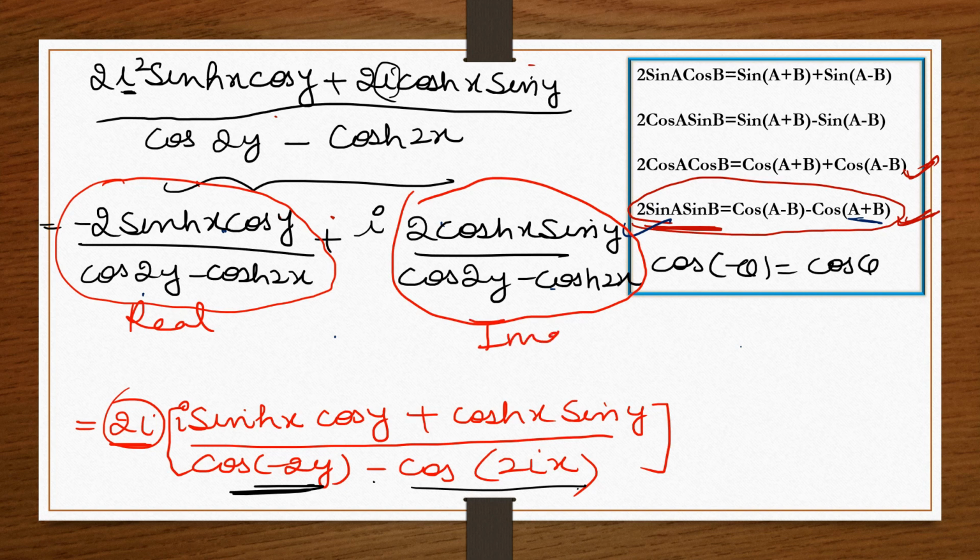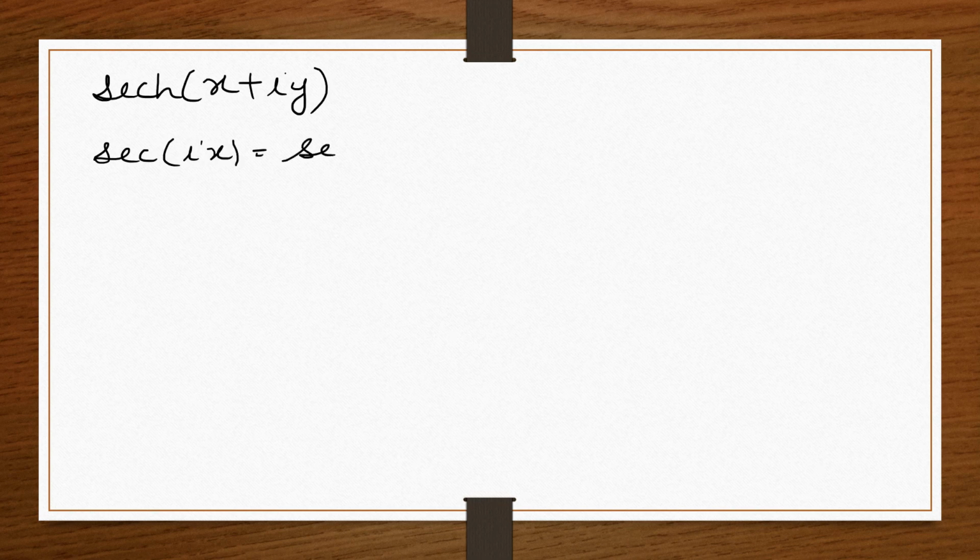Fine. This is the real part of what? Cosecant hyperbolic x plus iota y. Fine, and this is the imaginary part of this. I hope this is clear. Now let's do for secant, though I'm not going to solve it completely. So secant hyperbolic x plus iota y. So because for this secant iota x is directly equal to secant hyperbolic x, so that means we can directly convert it to simple secant. Just what we need to do, just multiply with the iota.